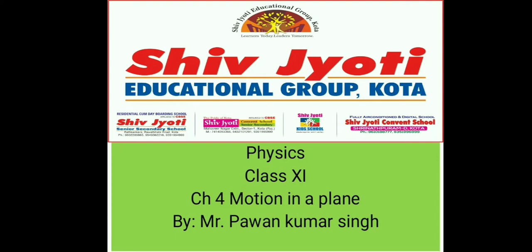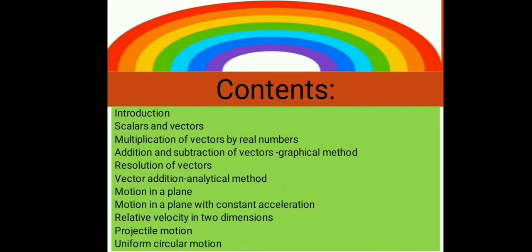Today we will start chapter number 4 of physics, that is motion in a plane. In this chapter we will cover the following points: introduction, scalars and vectors, multiplication of vectors by real numbers, addition and subtraction of vectors by graphical method, resolution of vectors, vector addition by analytical method, motion in a plane, then motion in a plane with constant acceleration, then relative velocity in two dimensions, projectile motion, and last uniform circular motion.